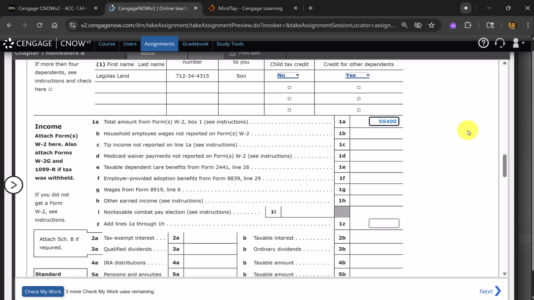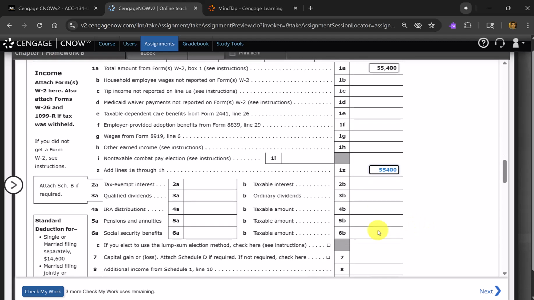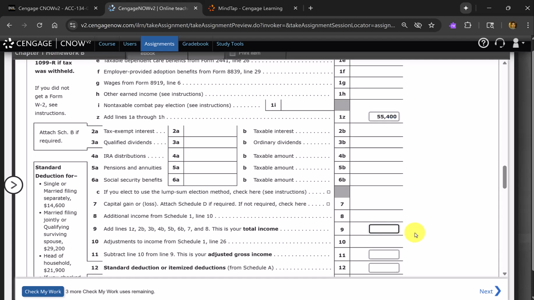And let me select that and copy it. Okay, you can either drag and Control C or Command C, or Control A to select and Control C to copy, because here is a subtotal with the same amount in line 1Z and another subtotal here in line 9 for total income. They don't have any other income.